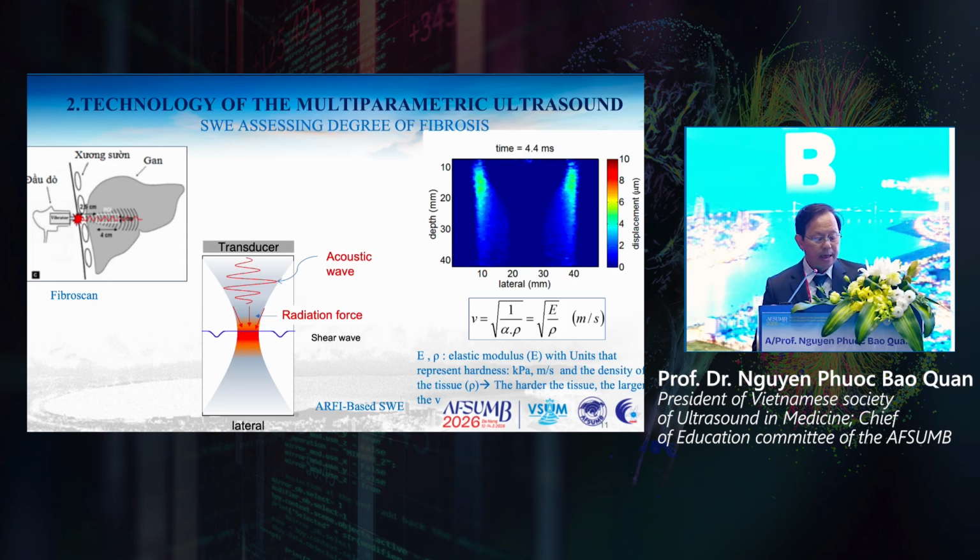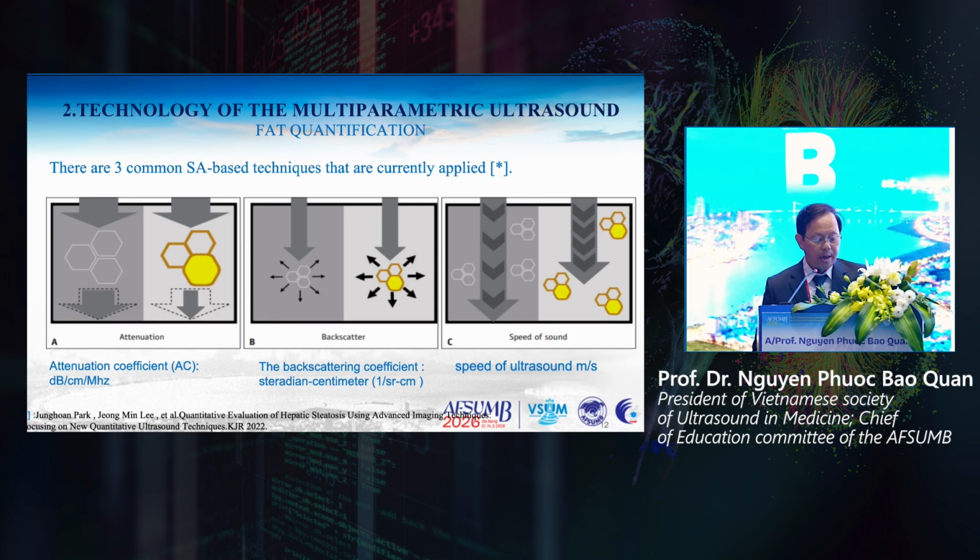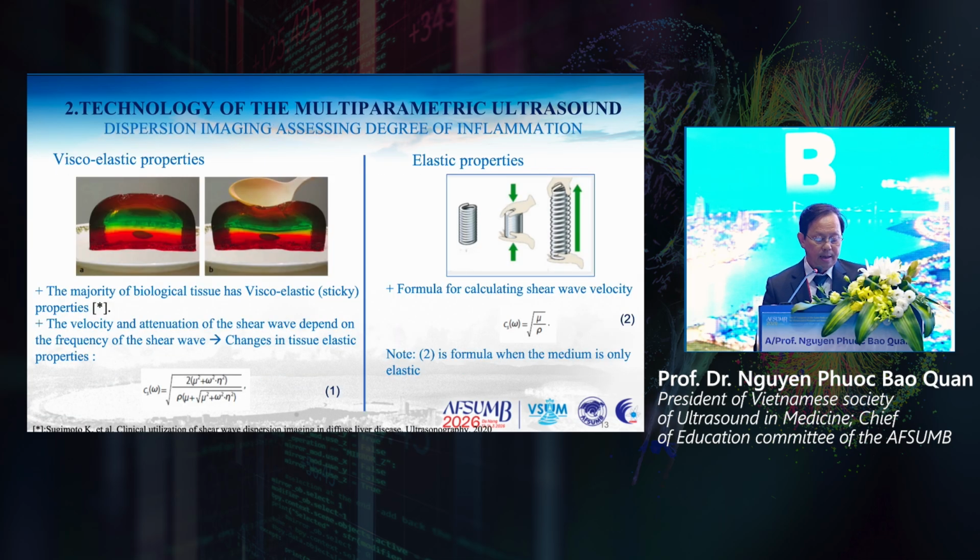And now this slide shows how to quantify the fat in the liver. We can base it on the attenuation coefficient, on the backscatter coefficient, and on the speed of ultrasound to measure the fat in the liver. Another parameter in multiparametric ultrasound is viscosity or dispersion, which is the change in the velocity and attenuation of the wave due to the viscosity in the tissue.